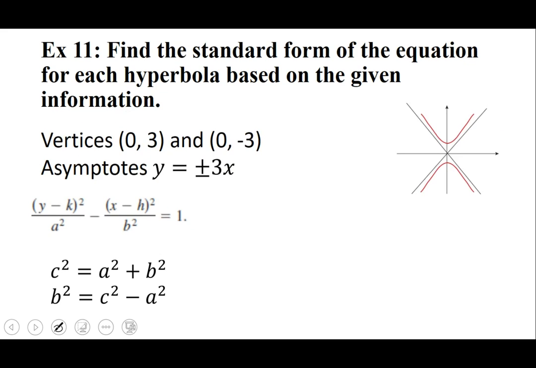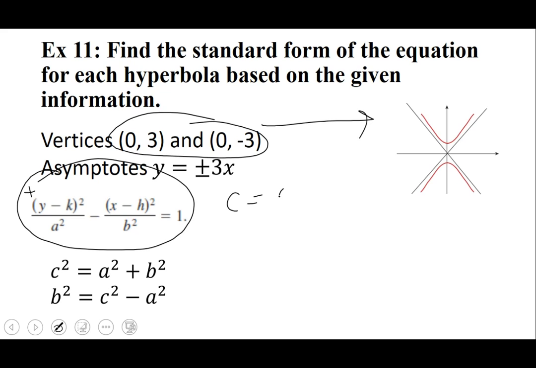One last example here. So find the standard form of the equation. And so here I'm giving you the vertices, and I'm actually giving you the asymptotes. So because of where the vertices are located, that is how I know that the graph is actually going to open vertically from bottom to top. Notice that when I chose the version, I now chose the one that has the positive y squared because that's the direction that it's opening. If you take a look at where the vertices are, the center has to be exactly halfway between the two vertices, which means my center has to be at the origin.